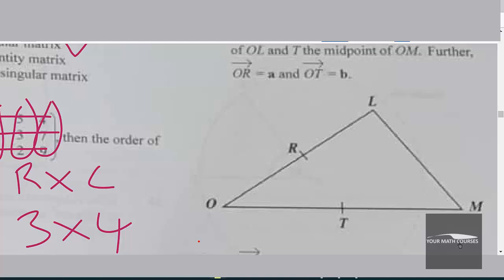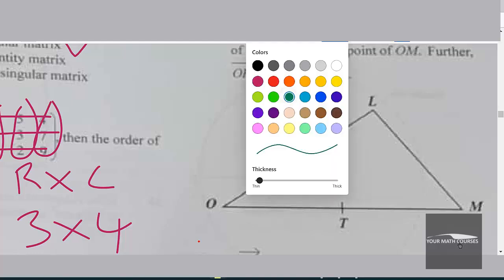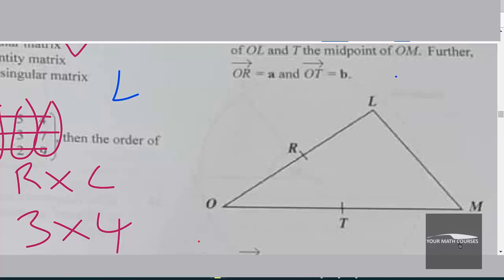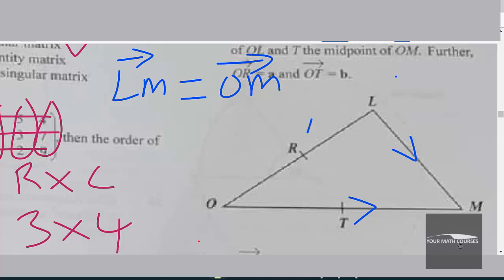you know vector LM, let me change it. Which one is nice? Okay, let me choose this one. So vector LM will be equal to, so this vector will be equal to this vector, which is vector OM, then plus this vector, which is vector LO.